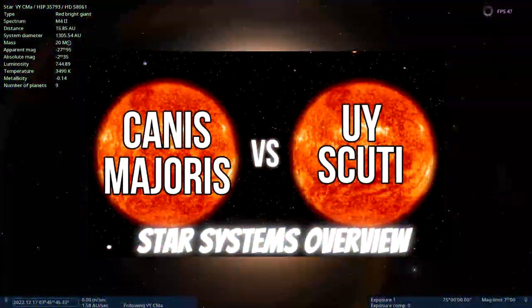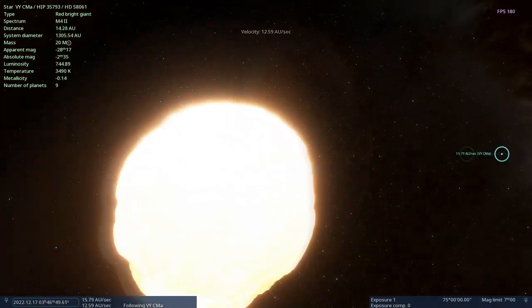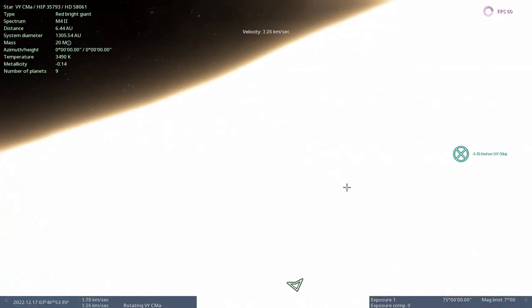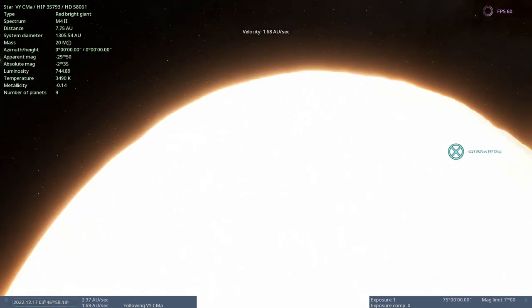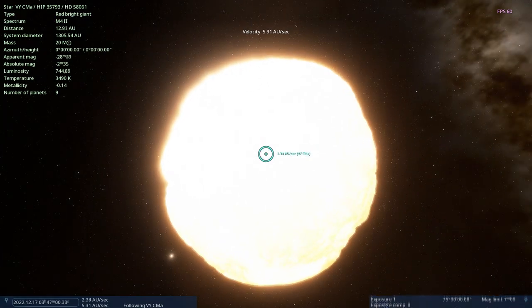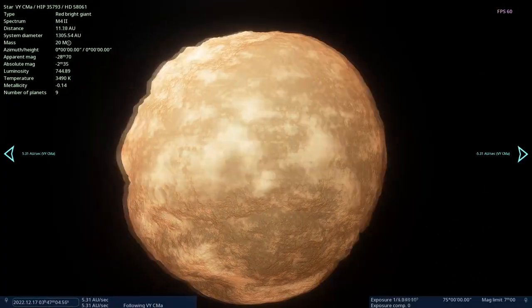First of all, we will consider VY Canis Majoris. This is a red supergiant, which is located in the constellation Canis Major. Its mass is about 30 solar masses, and its radius is about 1800 times the radius of the Sun. This makes VY Canis Majoris one of the largest known stars in the universe.